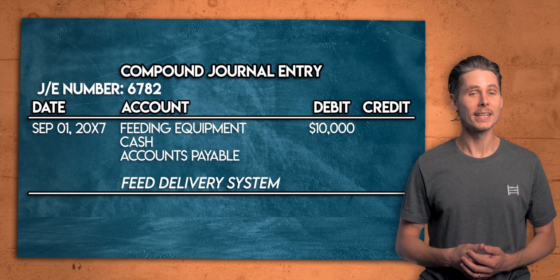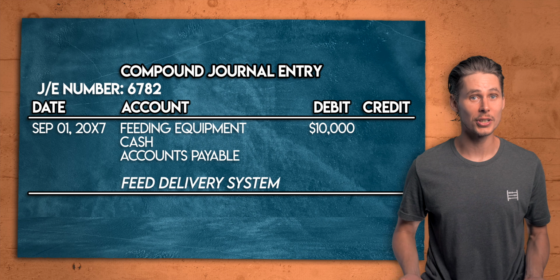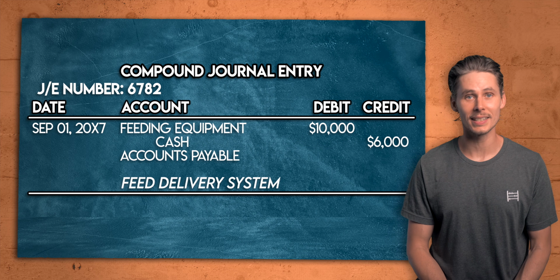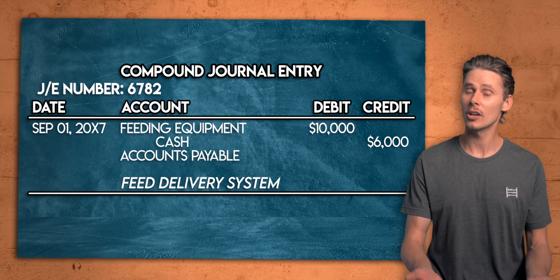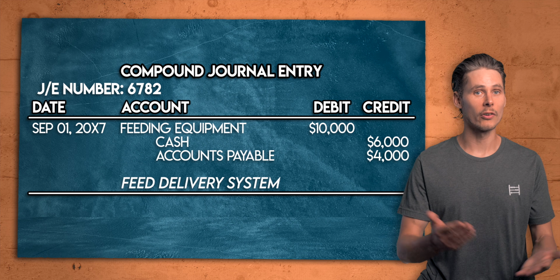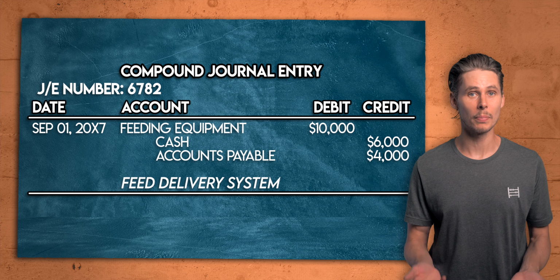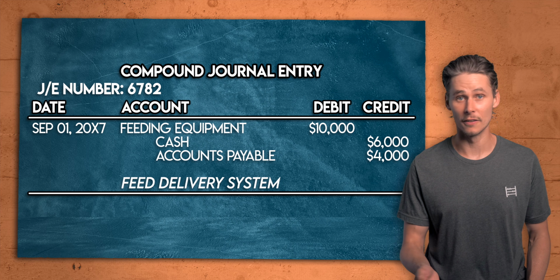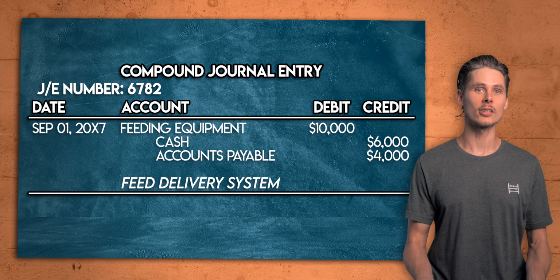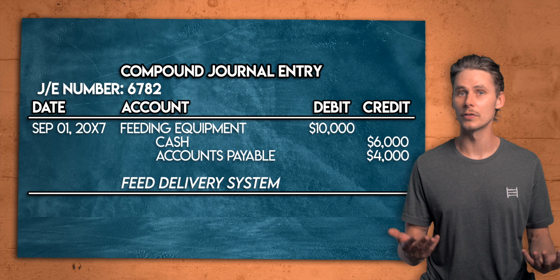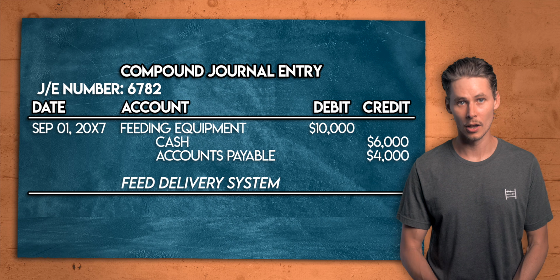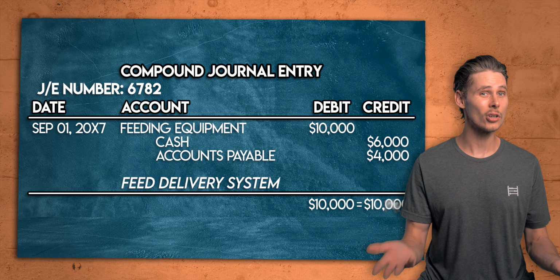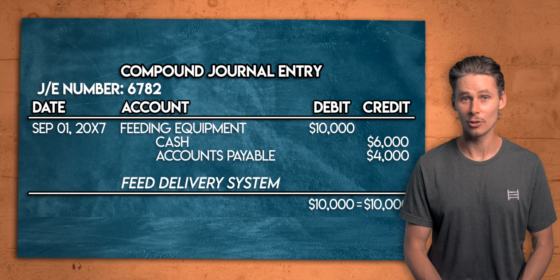First, we debit feeding equipment by $10,000 to increase fixed assets. Then we credit cash by $6,000 to decrease current assets. And finally, we credit $4,000 to accounts payable because Chicken Duck's has an obligation to pay the supplier in the future. As you can see, this is a compound journal entry because it involves 3 or more accounts. But it still follows the rules of double entry accounting because the total debits match the total credits.